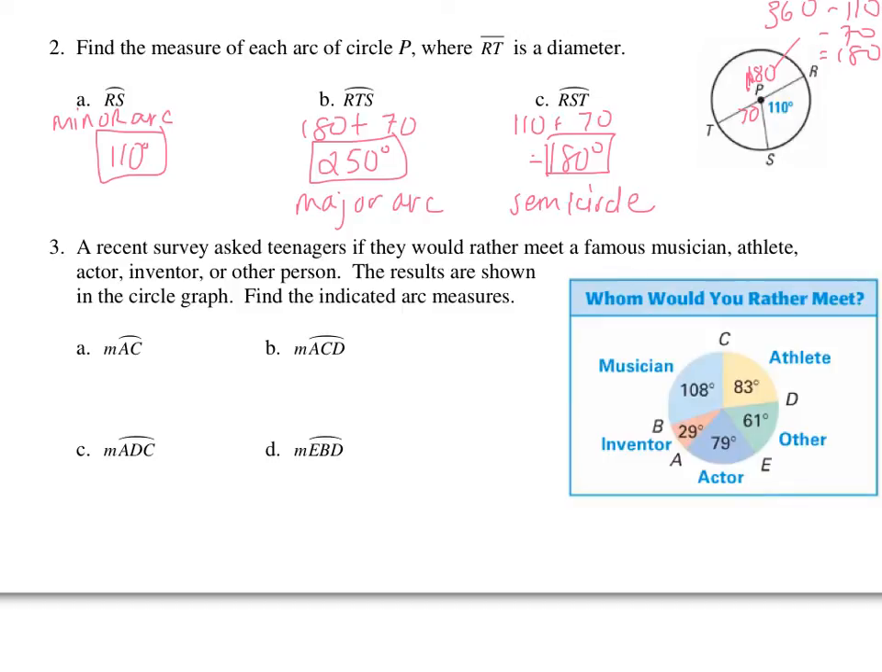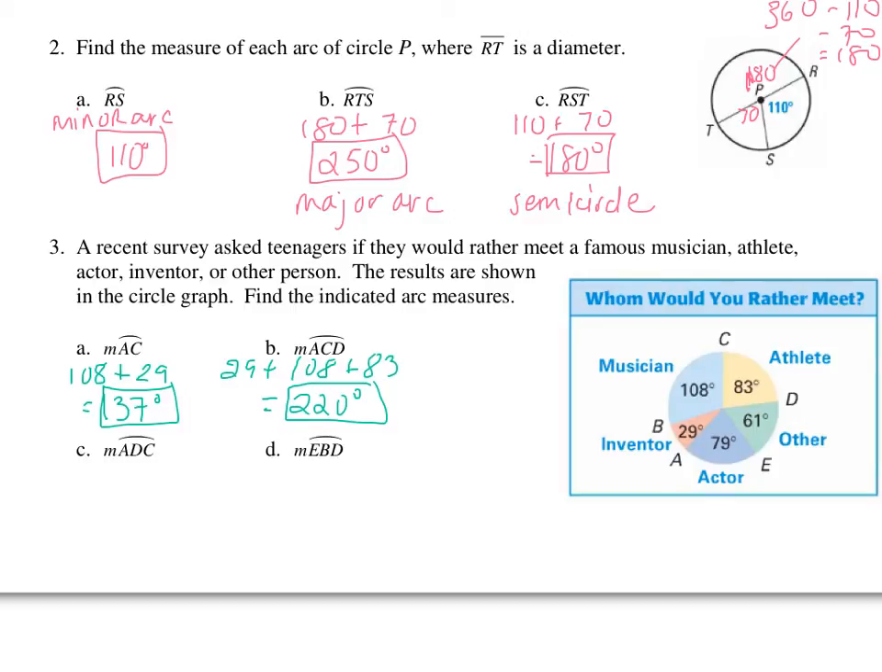So the measure of arc AC, so look from A to C, it's a minor arc because there's only 2 letters. We have to add these 2 pieces together. So we need to take our 108 plus 29, and we get 137 degrees. Next, for letter B, A to C to D. So we've got the 29, 108, and the 83 we have to add together in that one. So 29 plus 108 plus 83. Then we get 220 degrees.